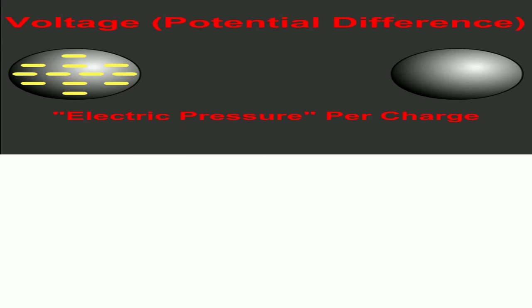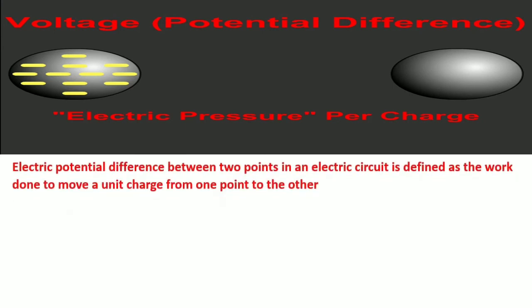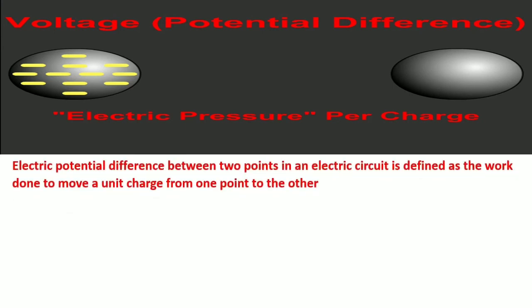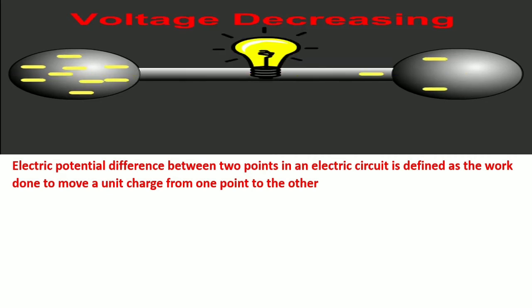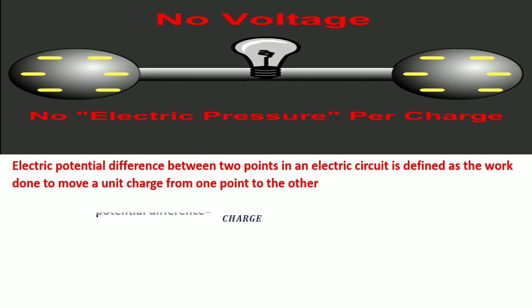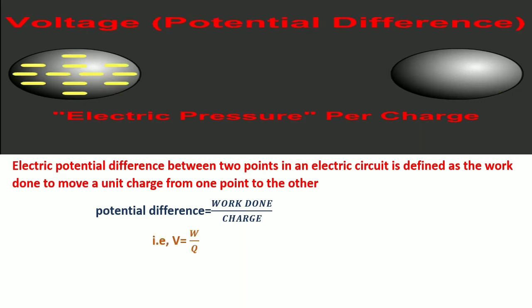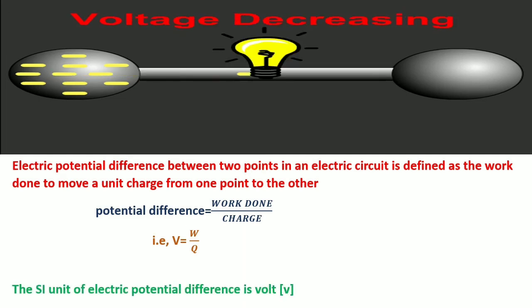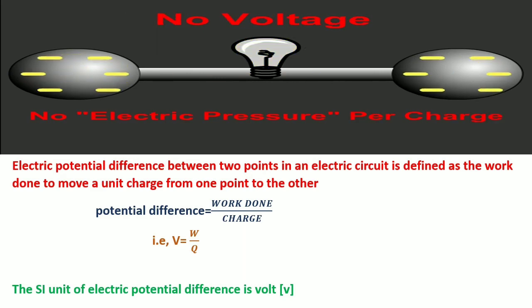Electric pressure, or simply potential difference between 2 points in an electric circuit, is defined as the work done to move a unit charge from one point to the other. Mathematically, potential difference equals work done upon charge, and symbolically V equals W upon Q. The SI unit of potential difference is volt. Potential difference is also referred to as voltage.